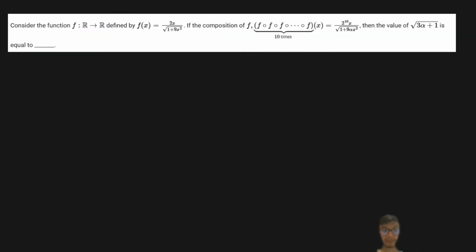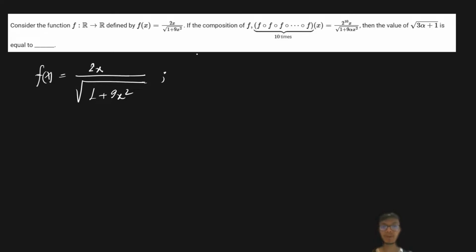The first question that I'm taking up is a previous year question of JEE Mains, and let us see how we can go about solving this problem. Consider a function from real numbers to real numbers, where the domain and the codomain are both the real numbers, and the function f of x is defined as 2x upon square root of 1 plus 9x square.